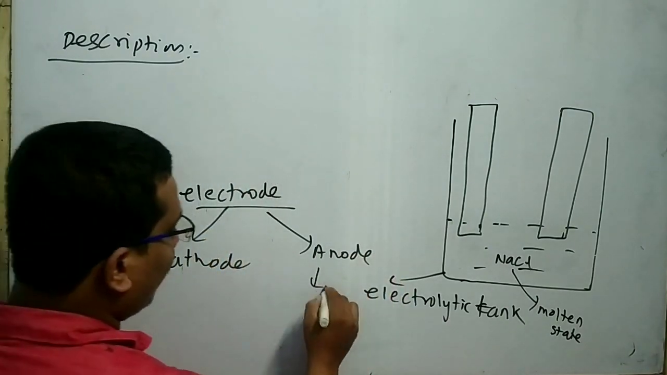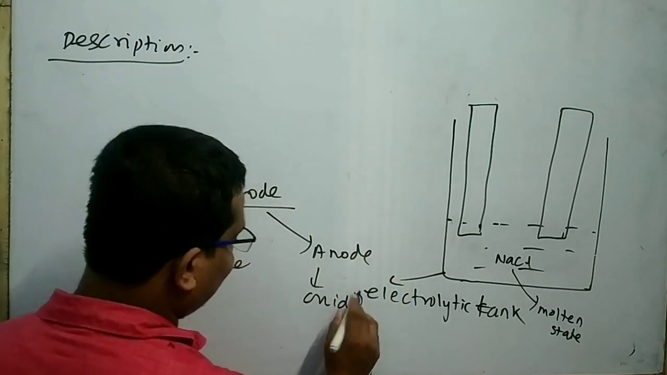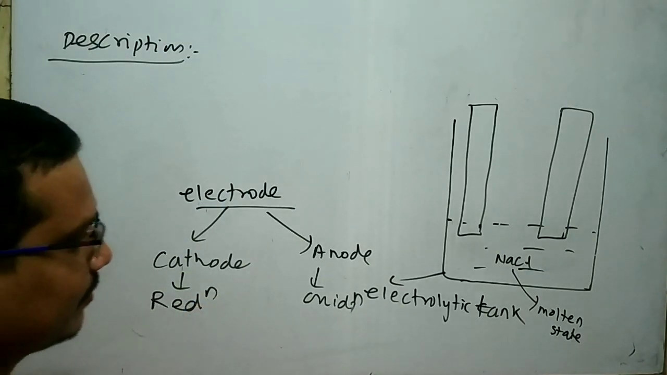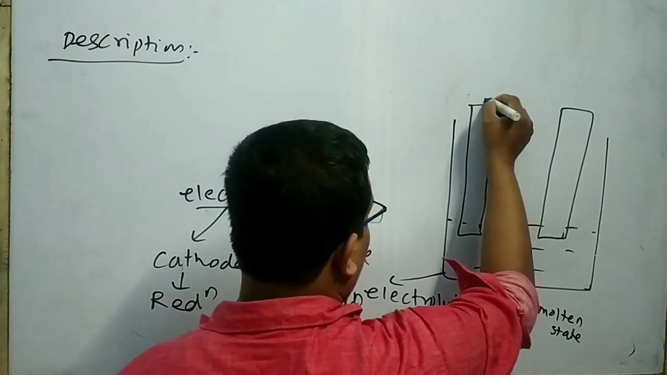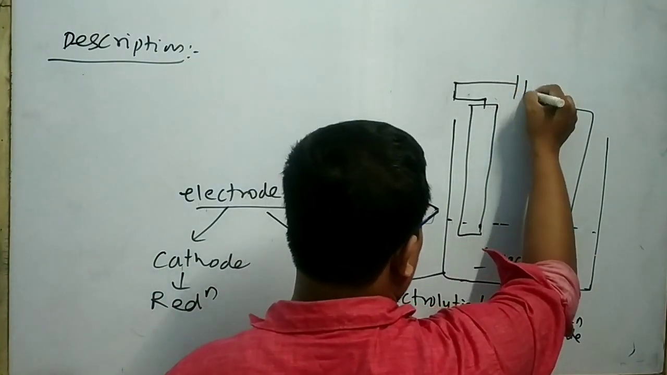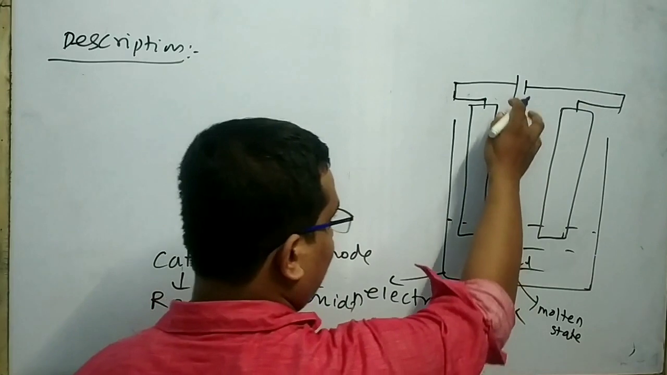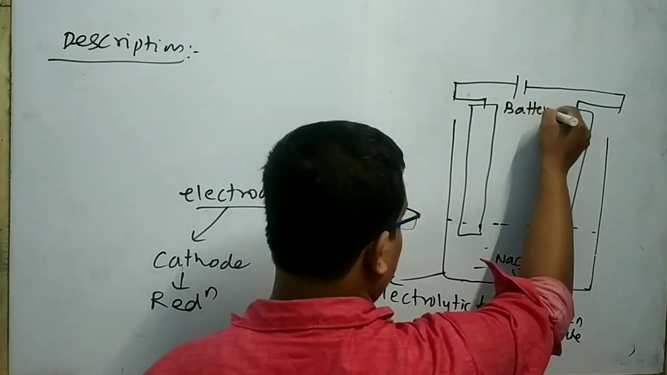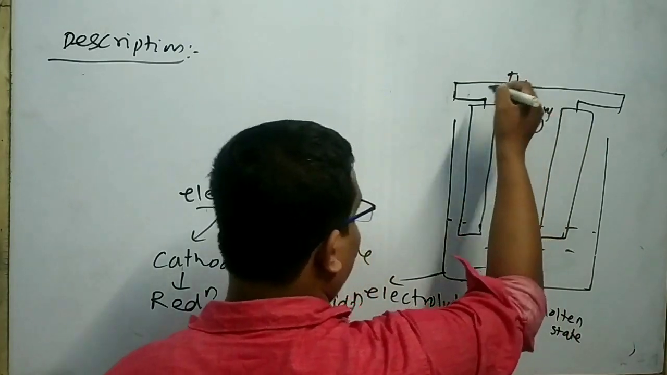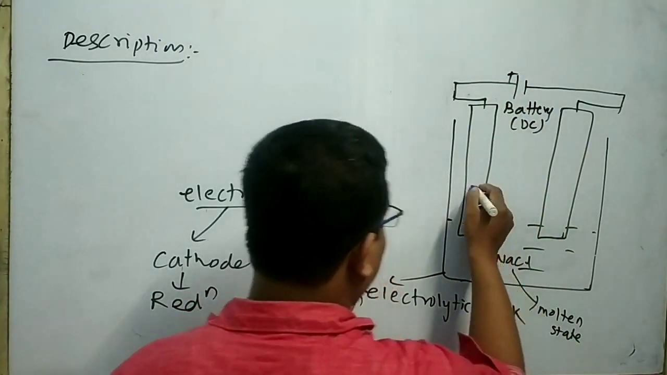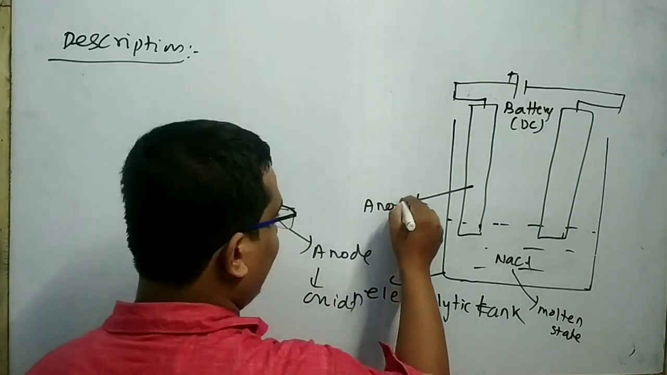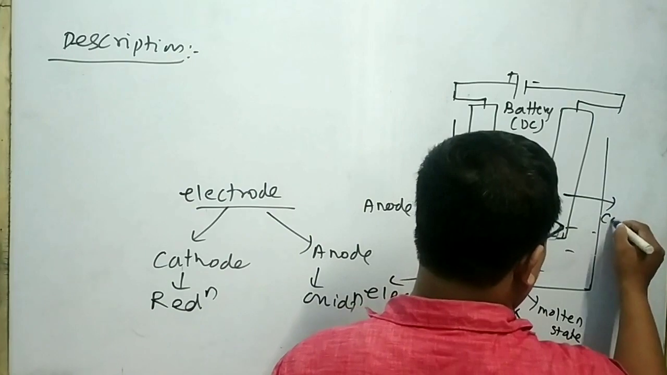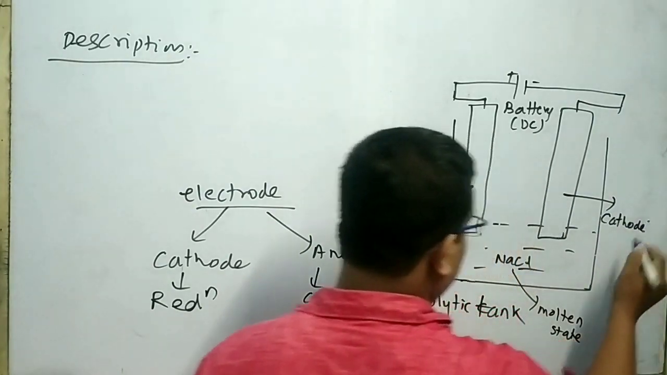At anode always oxidation takes place. At cathode always reduction takes place. Now the two electrodes are connected with the battery. This is said to be a DC battery. The positive part is attached to this electrode and this is said to be the anode, and the negative part is attached to this electrode, that is said to be the cathode.